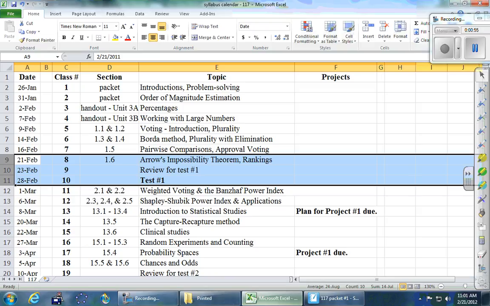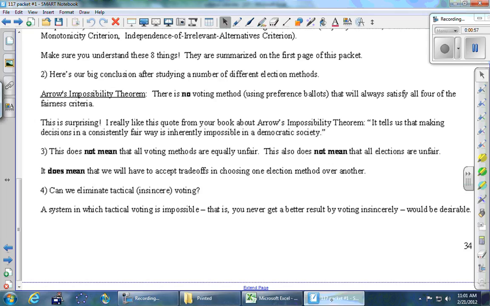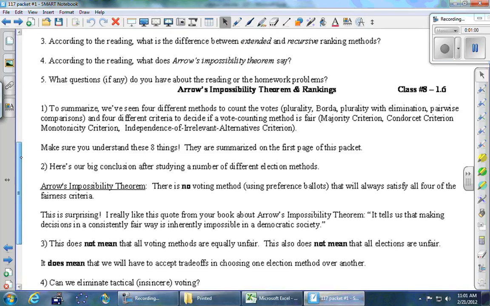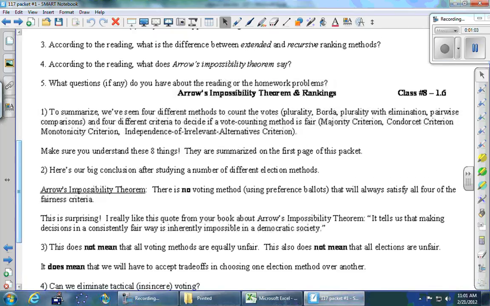Okay. So on page 34, we'll start up here at number 1. Can we go to Becca? Summarize, we've seen 4 different methods to count votes and 4 different criteria to decide if the vote counting is fair. Okay, so the 4 different vote counting methods are the plurality method, Borda count, plurality with elimination, and the method of pairwise comparisons. That was our one track over here to try to pick a winner.